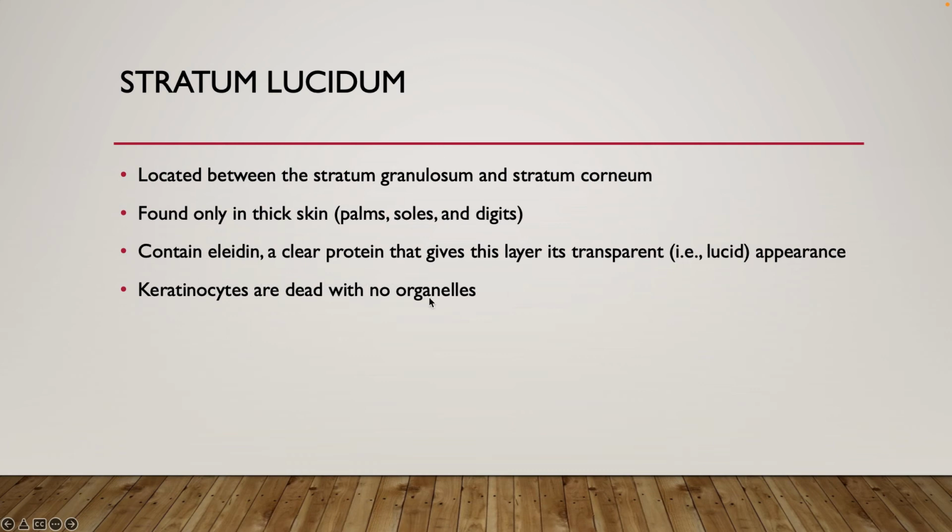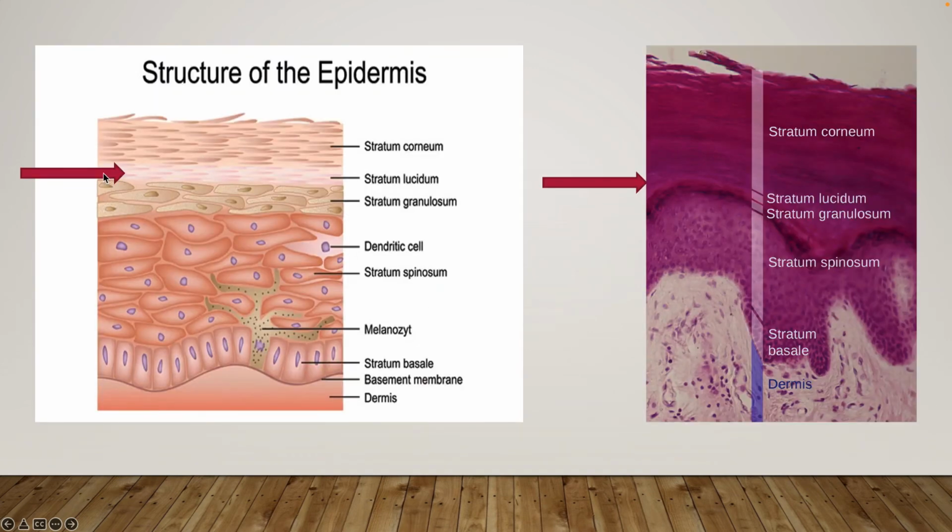And these cells are dead with no organelles here. If you look at this representation, you can see it's very clear. You see no nuclei within the cells, or if you do, they're beginning to disappear and fade out as the cells die. And then here on a histological picture, you can see this clear layer as you follow it down. It's much clearer and lighter in color than the surrounding stratum corneum, especially the stratum granulosum here. It's much lighter in appearance. And so that's what the stratum lucidum is going to be.